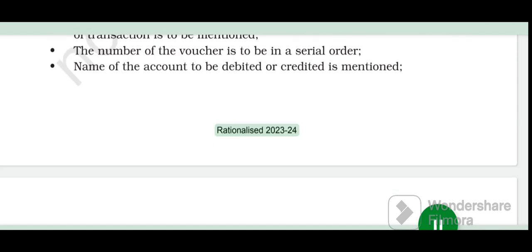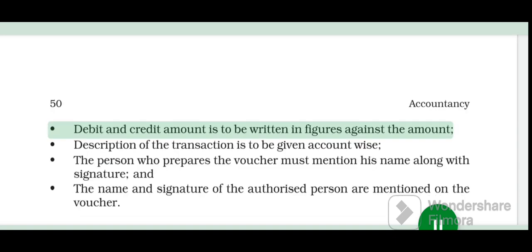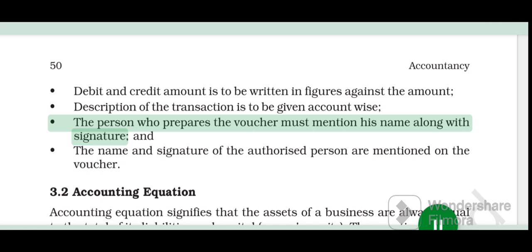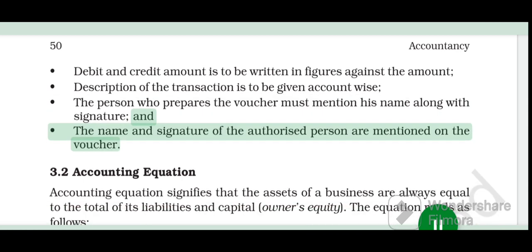Debit and credit amount is to be written in figures against the amount. Description of the transaction is to be given account-wise. The person who prepares the voucher must mention his name along with signature. And the name and signature of the authorized person are mentioned on the voucher.